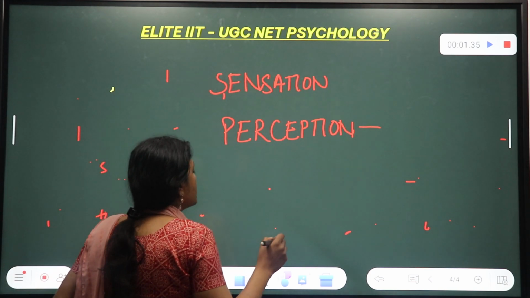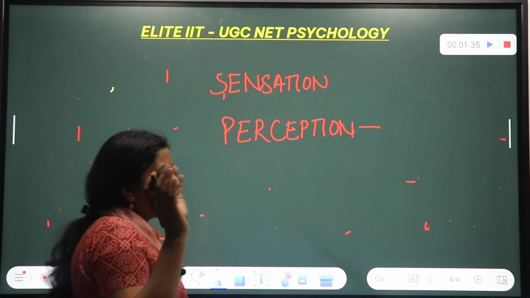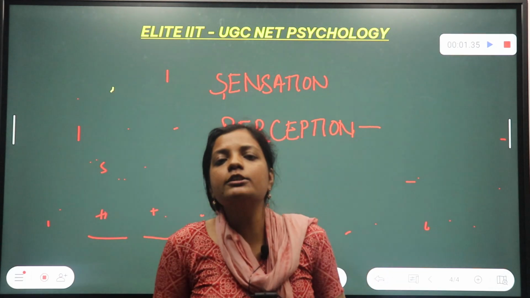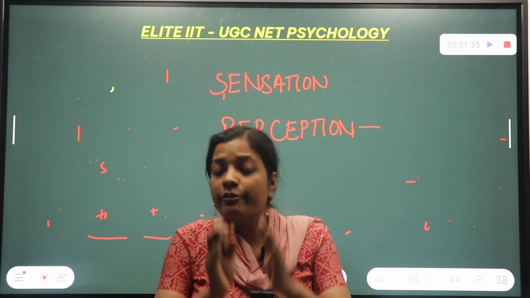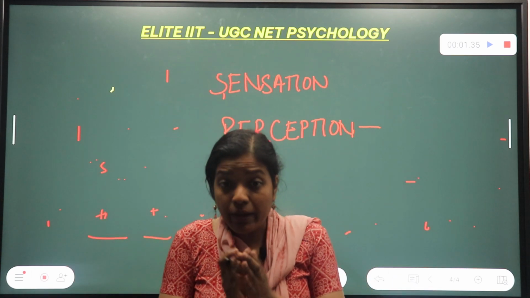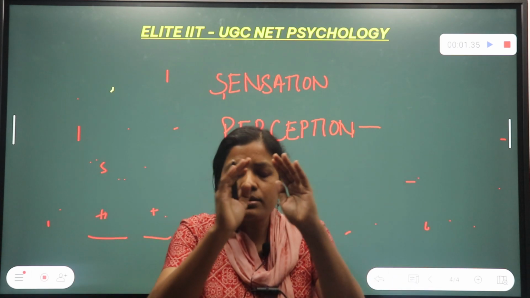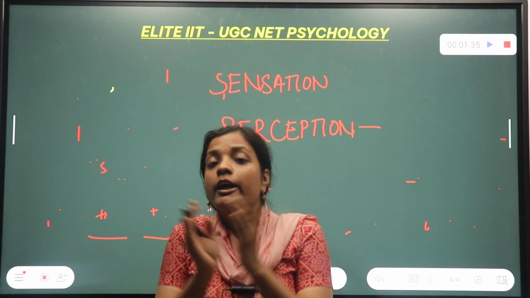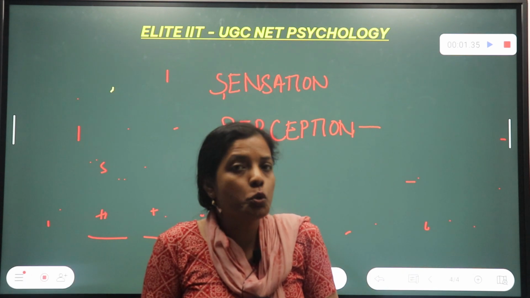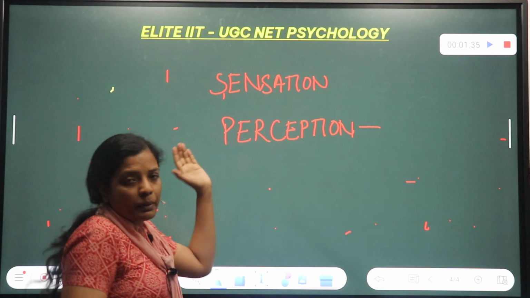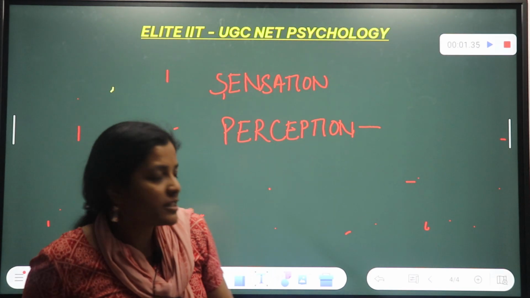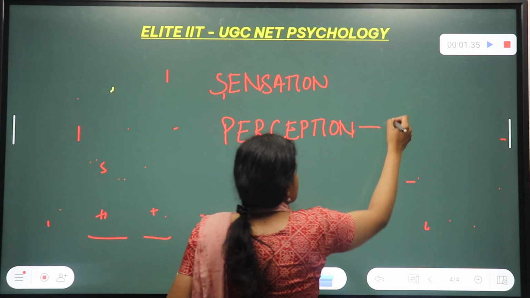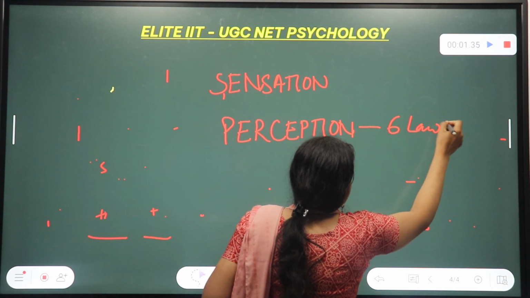What they said was that the attention part is basically focusing based on the Gestalt approach. Gestalt considers everything as a whole. In the same way, attention also considers all the stimuli together, and only then can it make some sense to us. Based on that, perception also follows Gestalt's laws of perception. So, there are 6 Gestalt laws of perception.